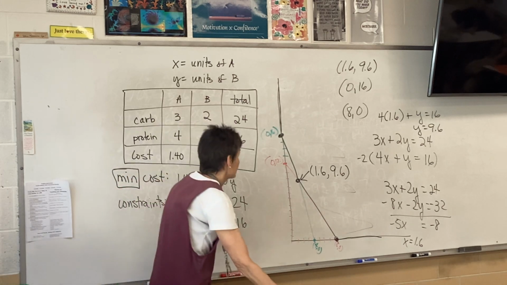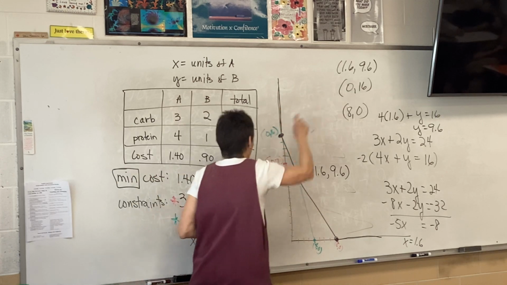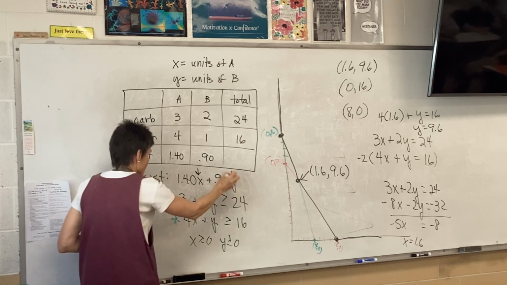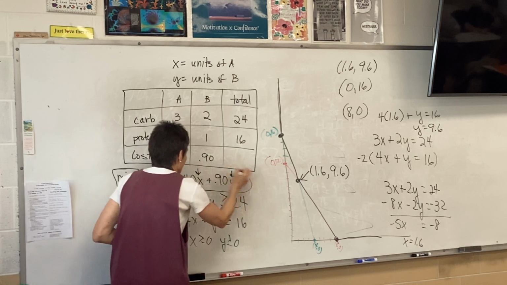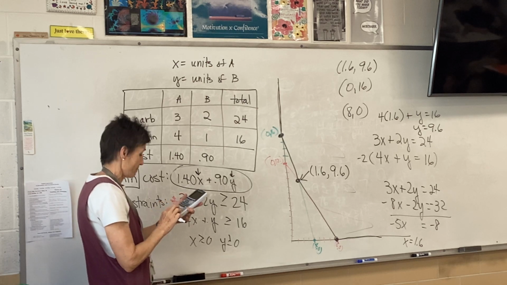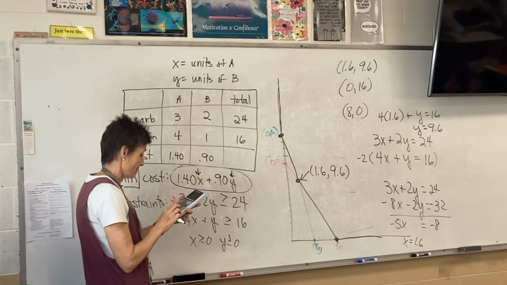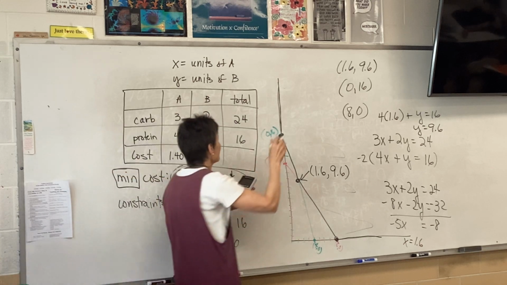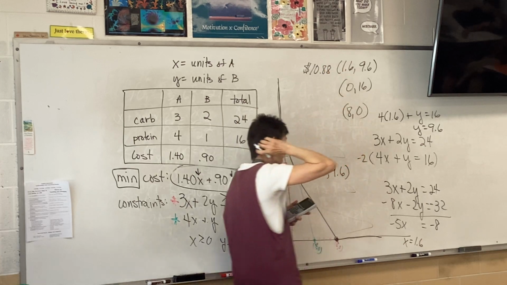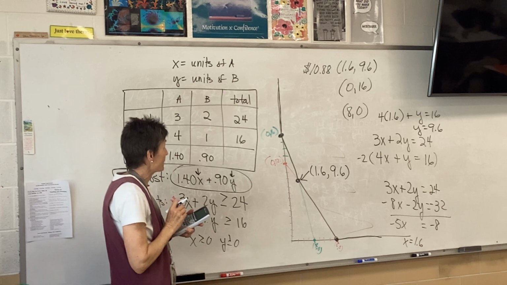So, one at a time, I'm going to take the x and the y and plug them in here. This is my cost equation. So 1.4 times 1.6 plus 0.9 times 9.6. That one's going to be 1088. So to get all my nutrients, it's going to cost me 1088 with that plan.